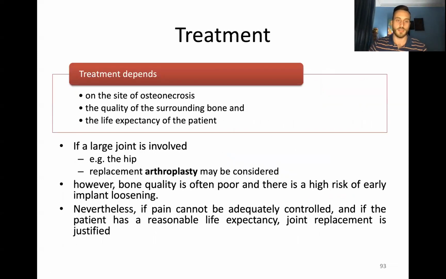Pain. What's the treatment? It's the same. You have to alleviate the patient's pain. Okay, if it's a large joint, you can go for arthroplasty. Otherwise, sometimes you go for arthrodesis and so on.